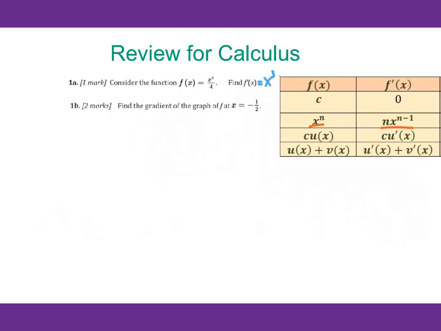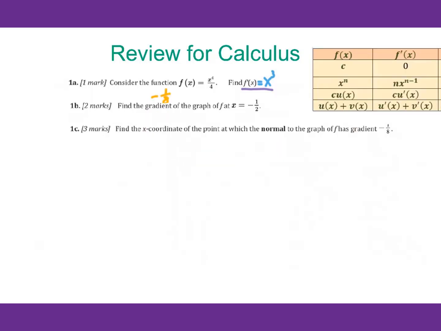For 1b, find the gradient of the graph of f at x equals negative 1 over 2. Gradient means derivative. So we just plug in negative 1/2 into this derivative function. You will get negative 1/2 to the third power. That is negative 1 over 8.